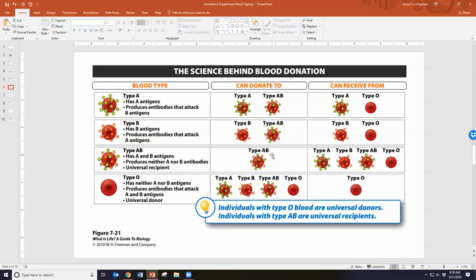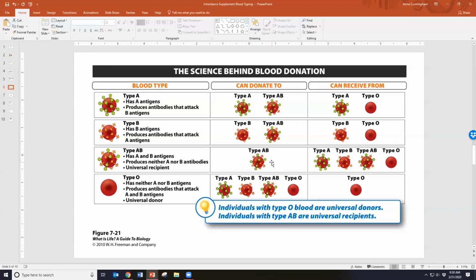However, they are restricted on who they can donate to, because if somebody has type A blood, they'll have anti-B antibodies, which will recognize type AB. If somebody has type B blood, they'll have anti-A antibodies, which will recognize type A blood. And type O has antibodies against A and B, so they wouldn't be able to receive type AB blood either. So type AB is nice because they can receive any type of blood, but it's a little bit more restricted with who they can donate to.